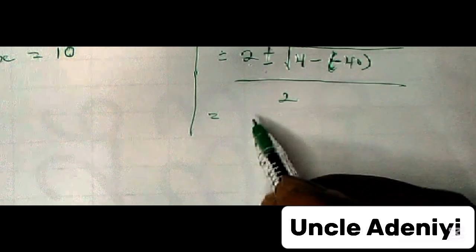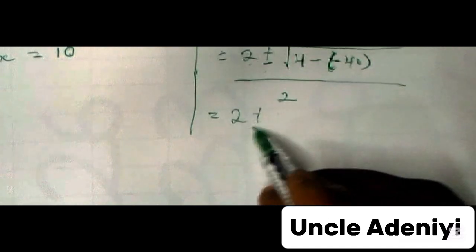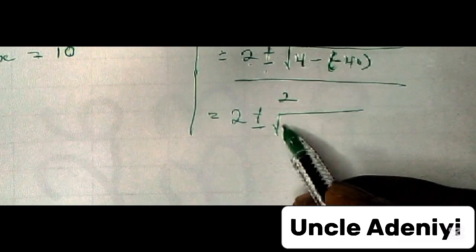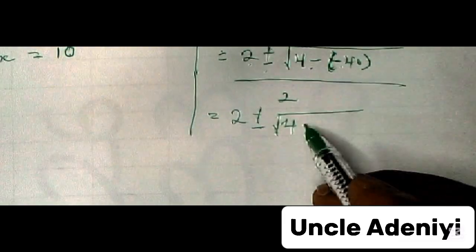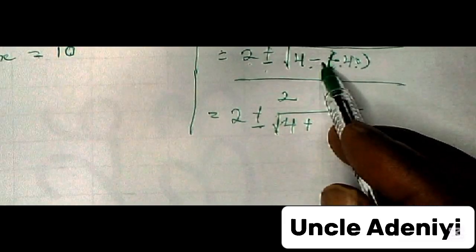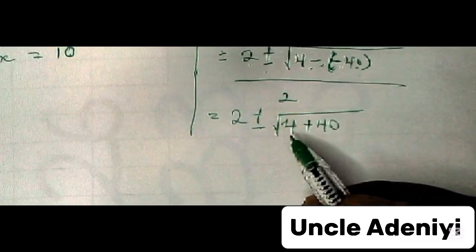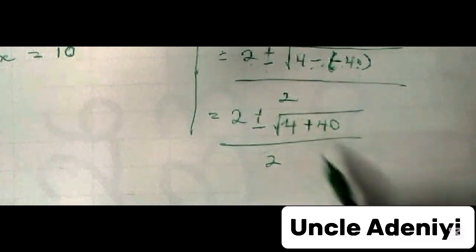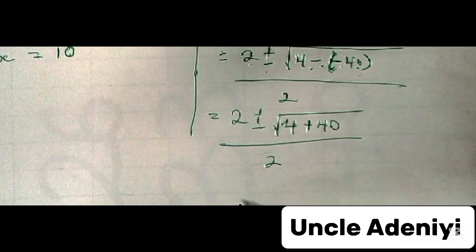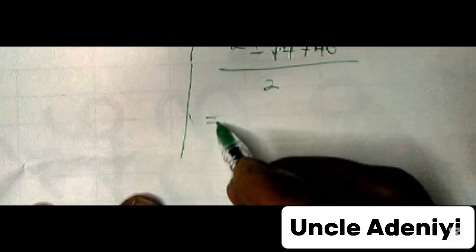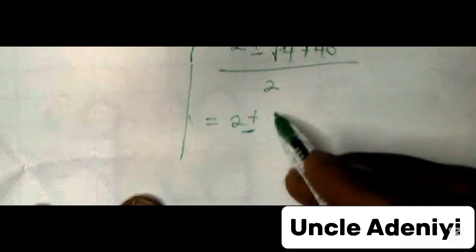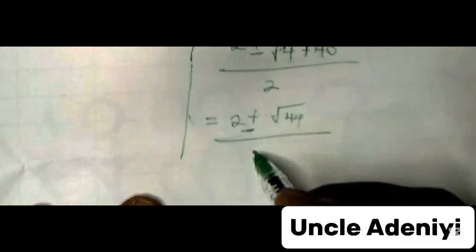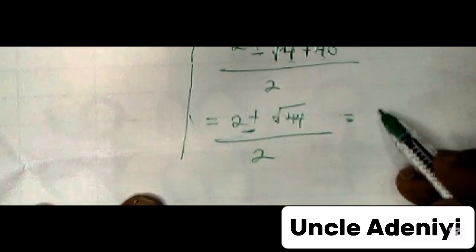So now, what are you going to do? So continue. 2 plus or minus your square root, 4 minus times minus will give you plus, right? So write your 4. 1 is here. 1 times 40 will give you 40. Am I right? So divided by 2, right? So this will give you 2 plus or minus, 4 plus 40 will give you what? 44, right? Divided by 2.